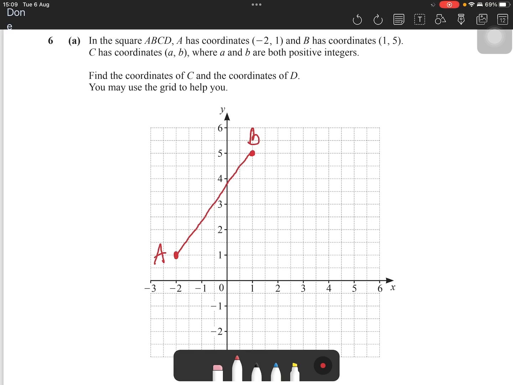For the line AB, we see that the rise is 3, 4, 5, 6, 7, 8. The rise is 8. And the run is 3, 4, 5, 6. The run is 6. So from B, we need to draw a rise of negative 6, then a run of 8. So C is here.